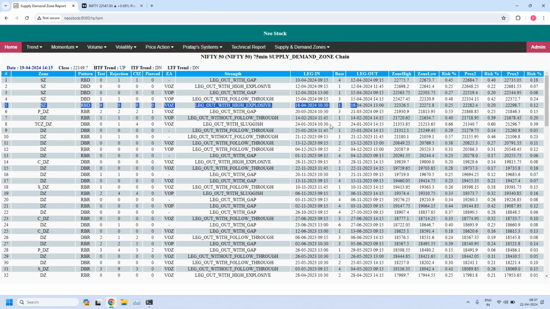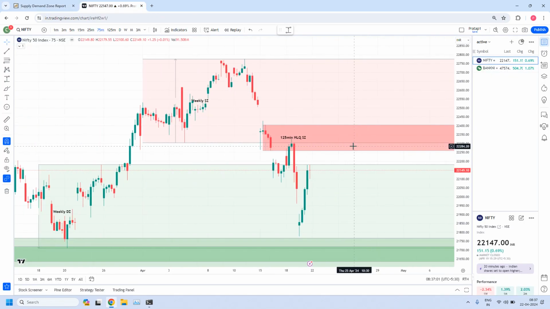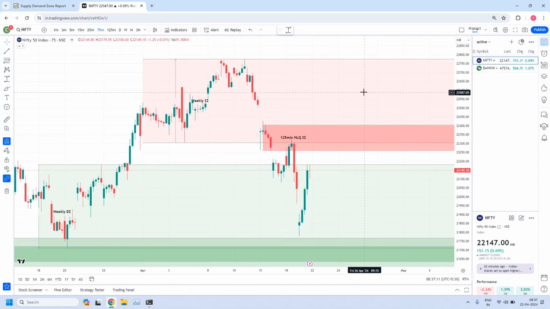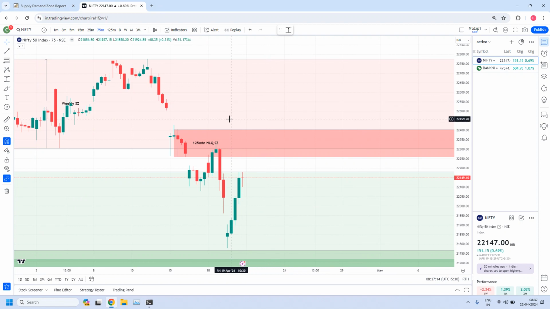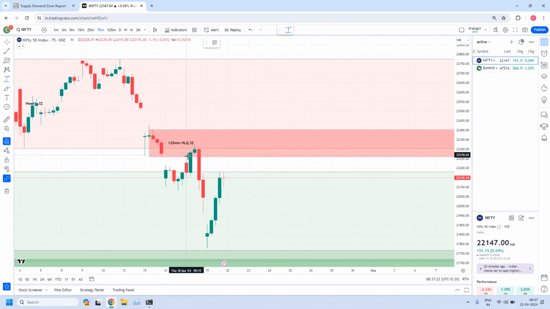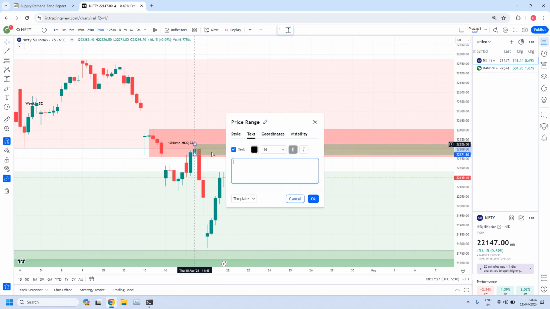18.4, one base candle. This is 18.4 at 10:30. Yeah, 10:30, one base candle. Here we have a fine-tuned inside. This is 75 minutes. I need to change the color. I will do that. This is 75 minutes supply zone.